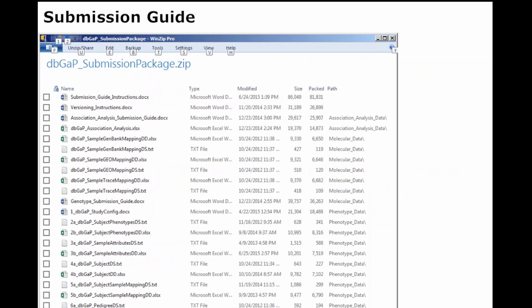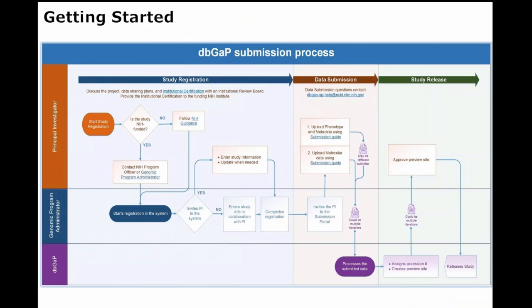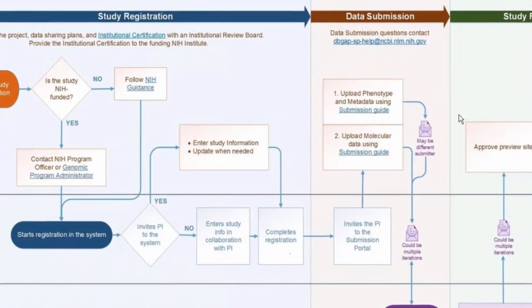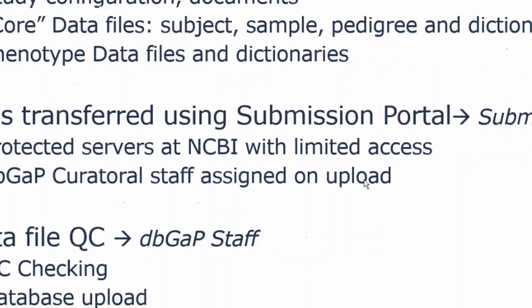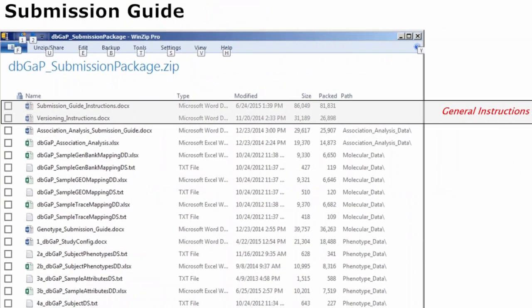I do want to point you back, if I could just back up to this. You'll see here there's a link to the submission guide. This actually goes to a zip package. And when you open that zip package, you see 22 items. Now that looks pretty intimidating when you first see it, but it's actually a lot simpler than it looks at first blush.